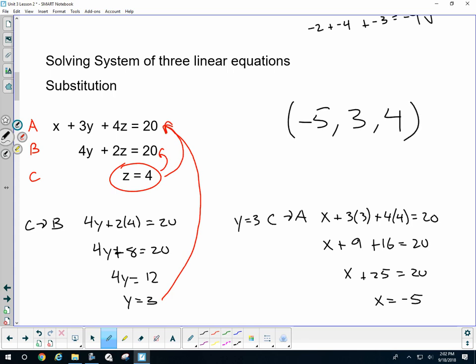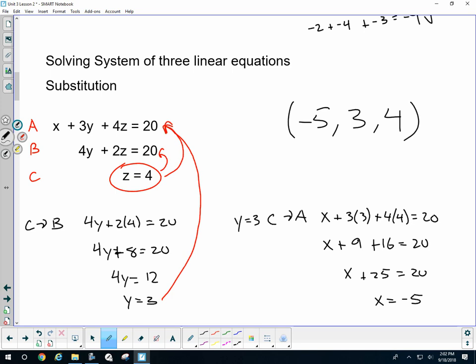And it appears that the solution is -5, 3, 4. Now, when we have solved a two-variable system, it's pretty easy to know if our answer is correct or not. It's not that much work involved, but you will see with these three-variable systems, it's important to go back and kind of check.